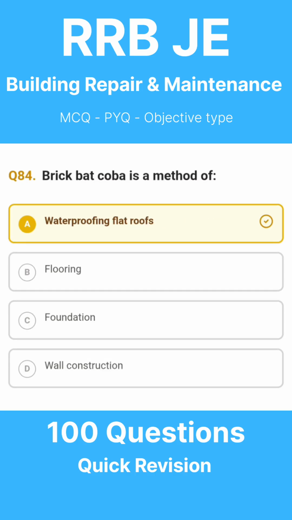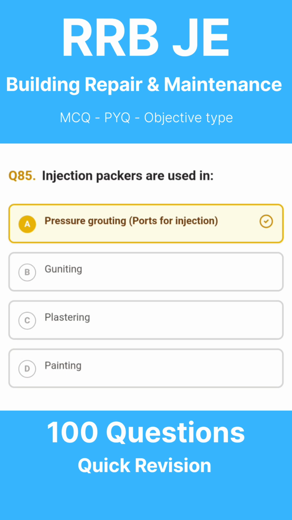Question 84. Brick bat coba is a method of. The correct answer is waterproofing flat roofs. Question 85. Injection packers are used in. The correct answer is pressure grouting ports for injection.